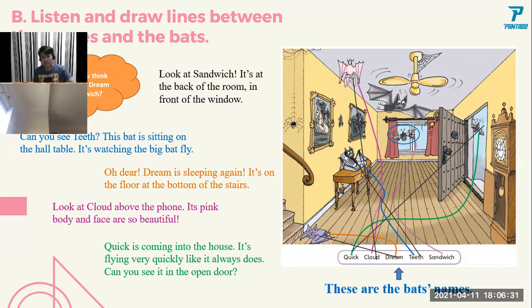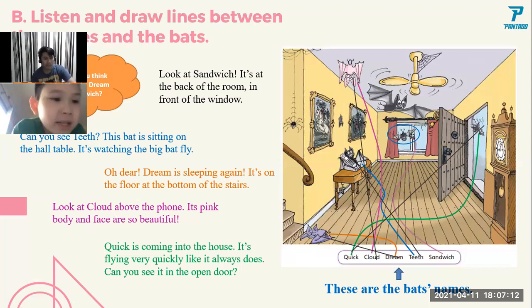Look at Sandwich. It's at the back of the room, in front of the window. Can you see this bat is sitting on the hall table? It's watching the big bat fly. Oh dear, Dream is sleeping again. It's on the floor at the bottom of the stairs. Look at Cloud above the phone. Its pink body and face are so beautiful.